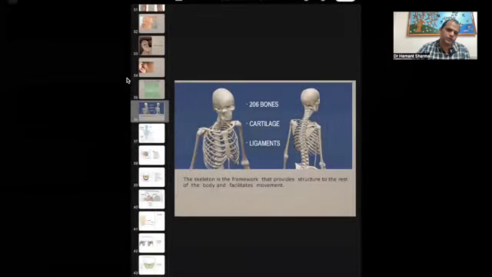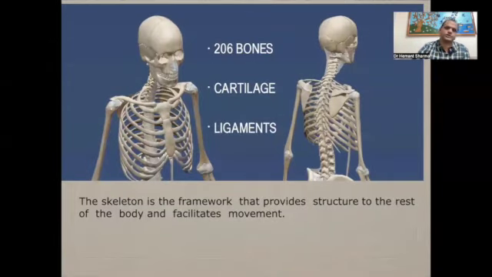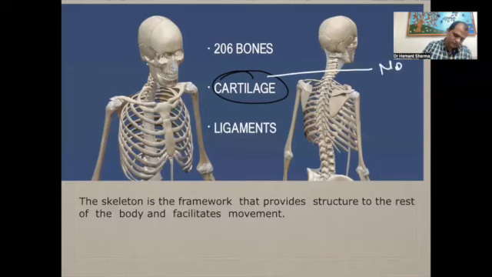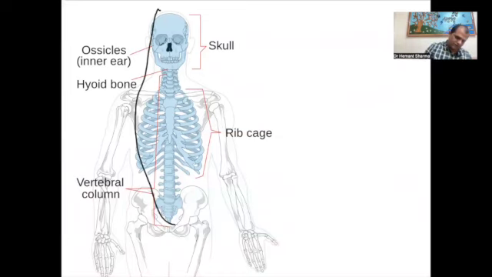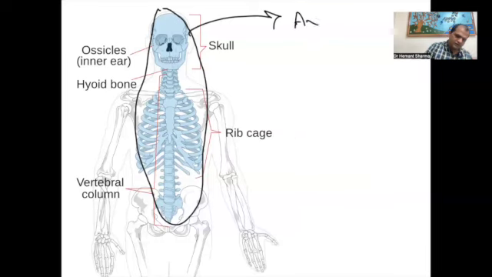So that way, if you look here, we have 206 bones in the human body, and there is a lot of cartilage. Cartilage means very soft, bony parts, like the nose and the ear. So the whole body, the bony system, can be divided into parts. Number one, a very important central part, that is called the axial skeletal system.